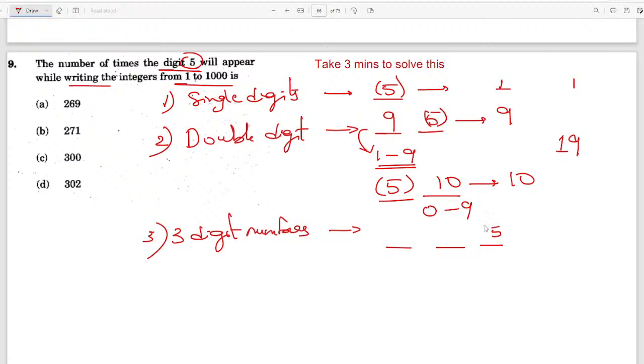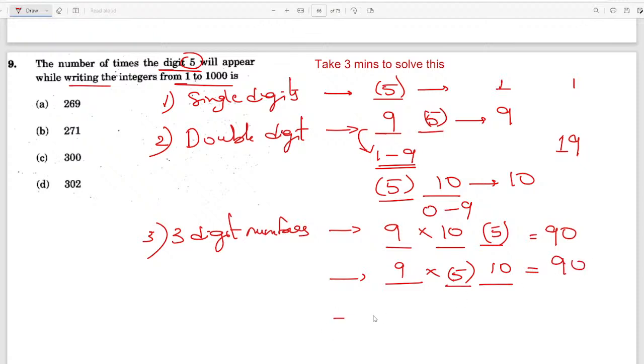First I'll keep 5 in the units place. Here 0 cannot come, so there will be 9. Here all the digits can come. 9 into 10 is 90. Then if I keep 5 here in the tens place, here there will be 10 digits that can come here. Here again only 9 can come because otherwise it will become a 2 digit number. Again this is 90. And if I keep 5 in the hundreds place, here 10 digits can come, here 10 digits can come. That is 0 to 9, 0 to 9. This is 100.